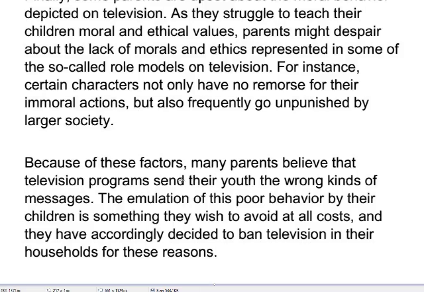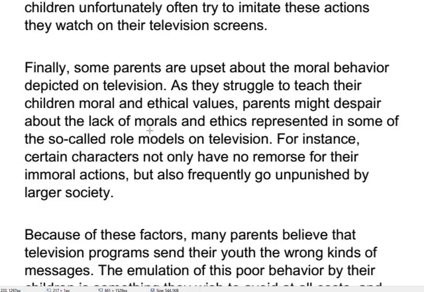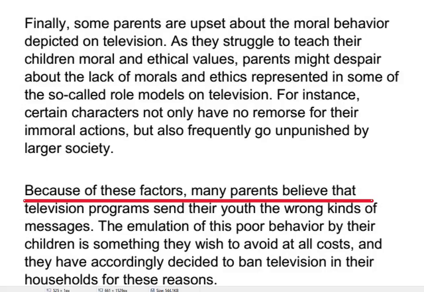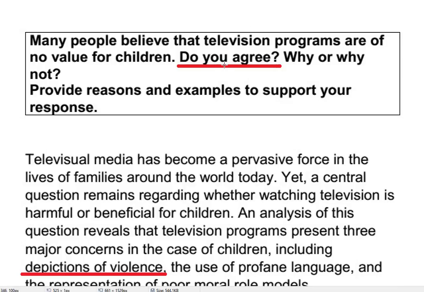Many parents believe. No, it's not even in the last paragraph. The writer writes about many parents believing. Okay, so this is a big problem. Do you agree? This is not answered. There's no, I can't discern an answer.